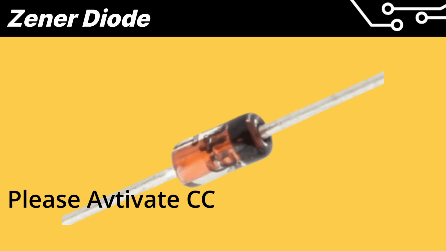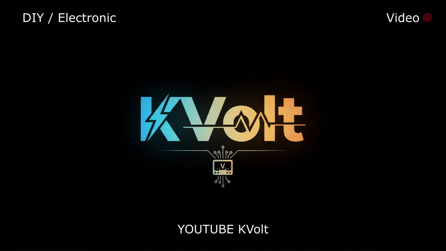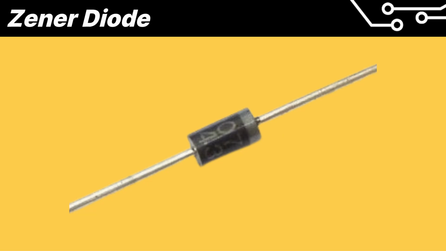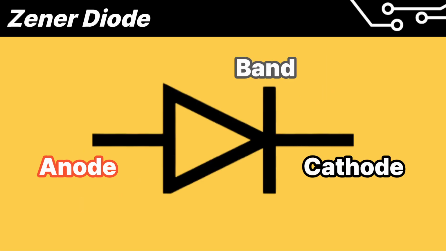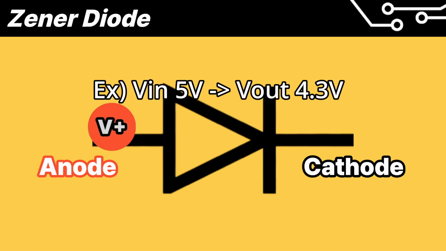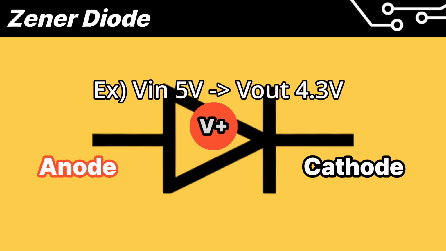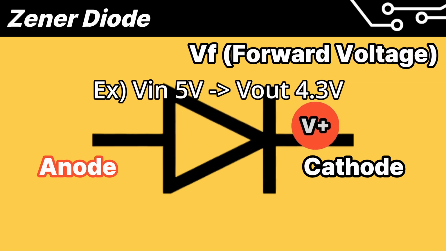In this video, we will learn about one type of diode, the Zener diode. When you think of a diode, you usually imagine an image like this. It has an anode and cathode, and there's a band on one side. The circuit symbol is represented as follows. Current input to a diode is output with a slight voltage drop. We call this forward voltage.